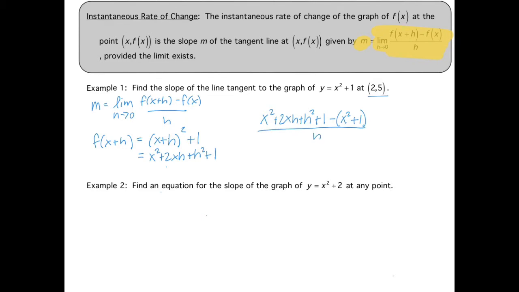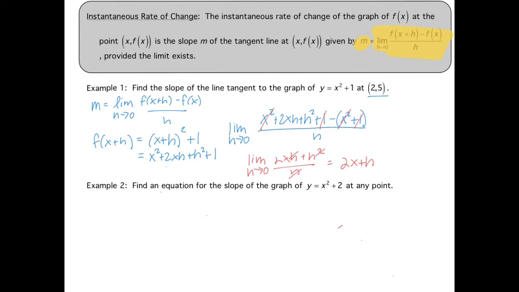I'm going to put all of that over h, and again, this is the limit as h approaches 0. So basically my x squareds cancel, because x squared minus x squared, and my 1's cancel, 1 minus 1, and then I'm left with the limit as h approaches 0 of 2xh plus h squared over h. And when I simplify that, my h's cancel out, and I am just left with 2x plus h, right? Because this h cancels out that h, and it cancels out one of those h's.